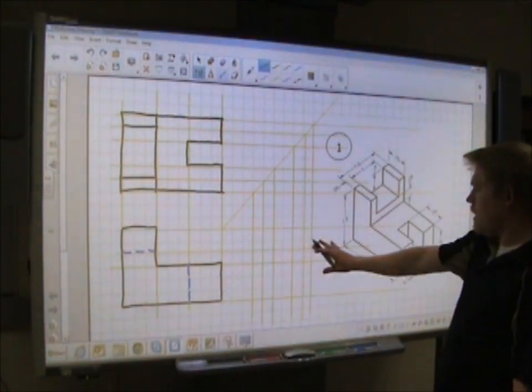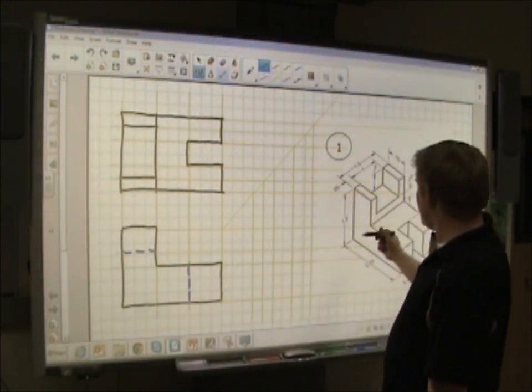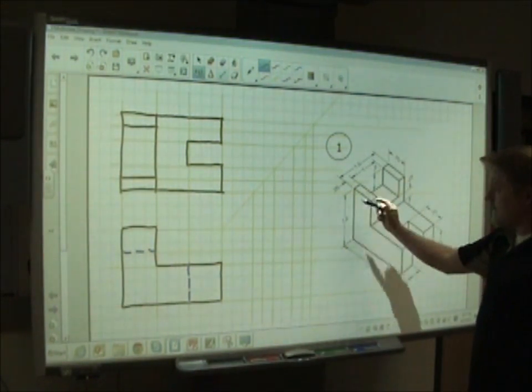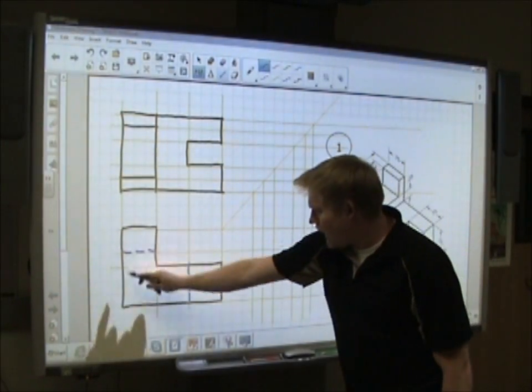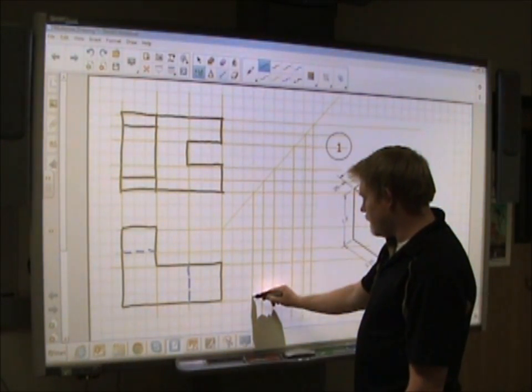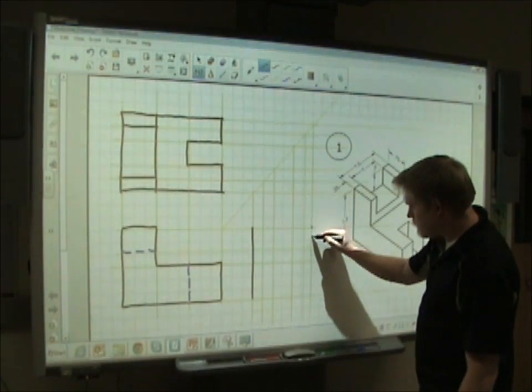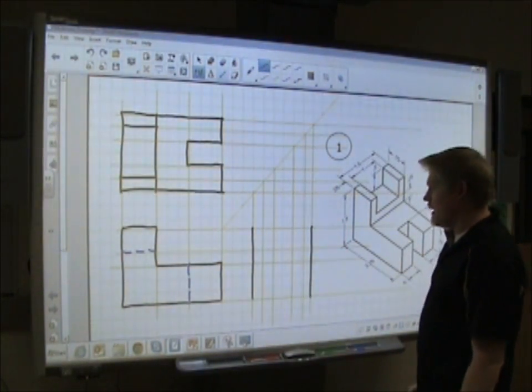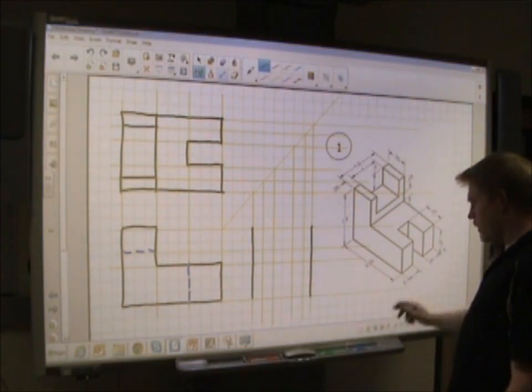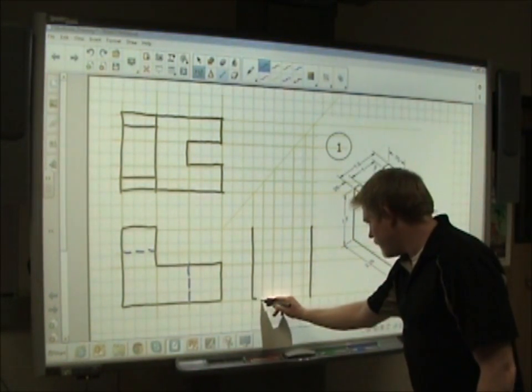Now we have to just be careful where we darken in our lines. First off, we know that the side of this is one solid line. So I can go ahead and for the full height here, I can draw the full height right there and the full height right there. We also know that we would see a solid line on the bottom where the base is.